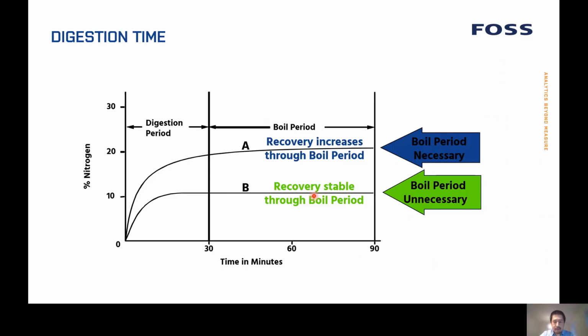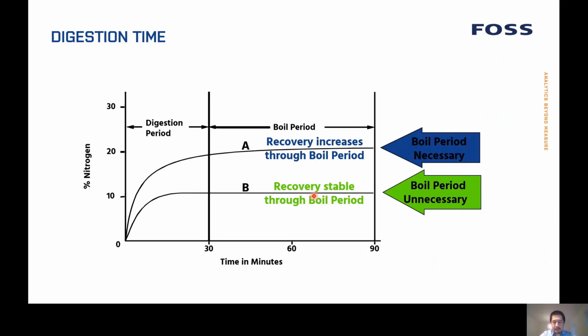And there's some information that explains why we have to set a different digestion time. Usually there are two sample types, like sample type 1. For this one, the boiling period is not necessary, because you see for the reaction after 30 minutes, the recovery for the nitrogen is constant. You don't need a boiling time. So 60 minutes is enough. You can even shorten it to 45 minutes.